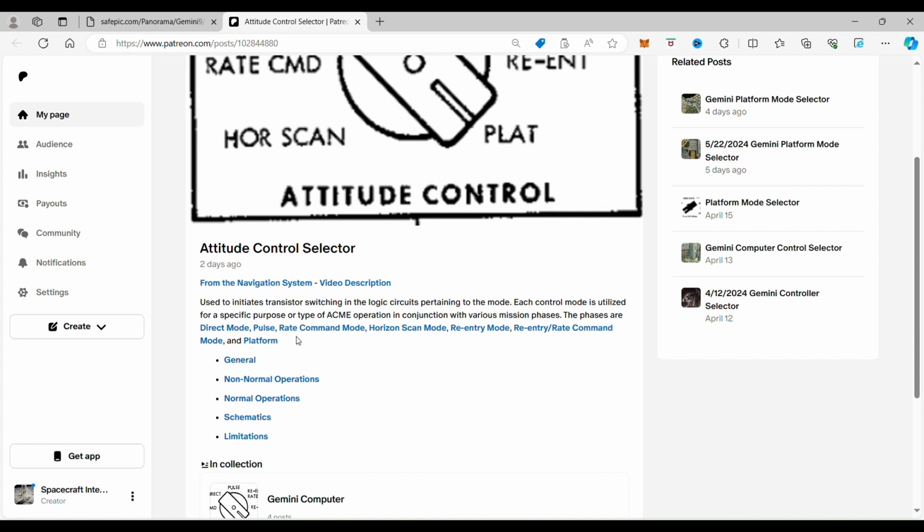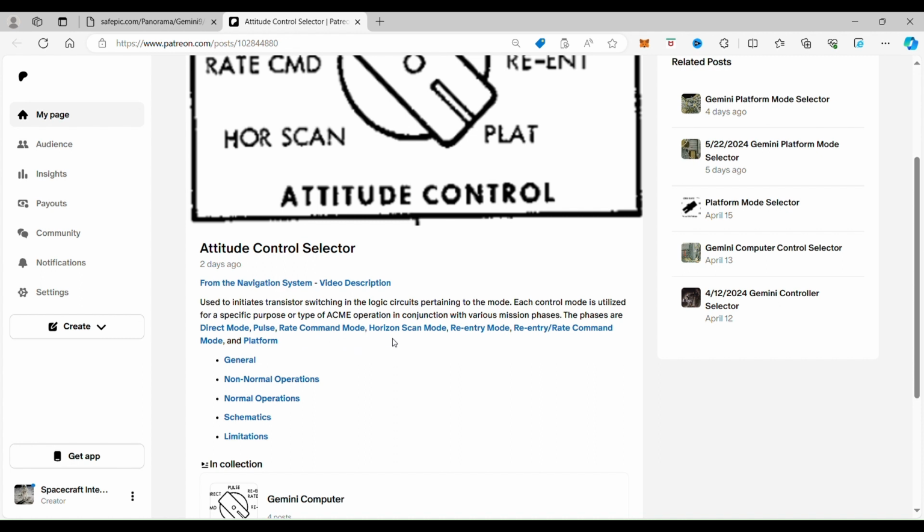We have the rate command mode, which is very interesting. If you start a specific rate of, like, roll, if you want to turn the spacecraft, it'll continue that rate up to 10 degrees per second.